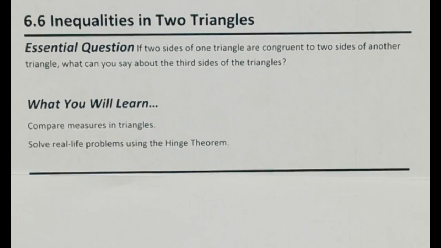All right, 6.6 is inequality in two triangles. The essential question says that if two sides of one triangle are congruent to two sides of another triangle, what can you say about the third sides of the triangle? All right, so we'll look at answering this question. What you are expected to learn at the end of this is you'll be able to compare measures in triangles. You'll be able to solve some real-life problems using something called the Hinge Theorem.